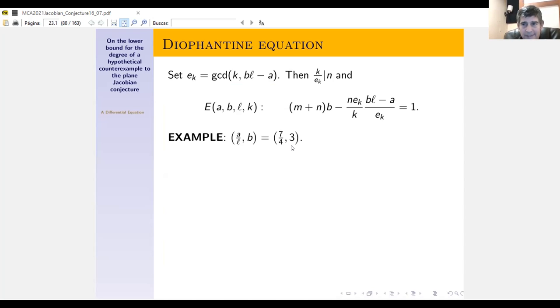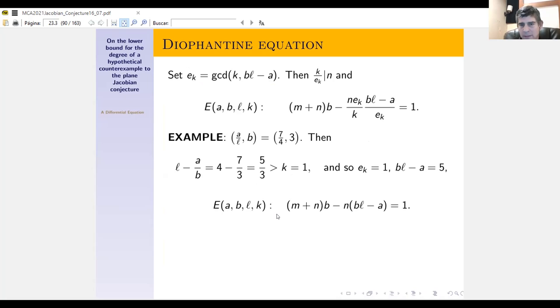So this is a final corner. Why? Well, if you compute L minus A over B, it's 5 divided by 3, and this is greater than 1. So in this case, we take K equal to 1. E sub K here is equal to 1. B L minus A is 5. So we get this Diophantine equation. We replace B, L, and A, and we get this equation: 3 times M minus 2 times N is equal to 1. And now M and N must be solutions to this equation.